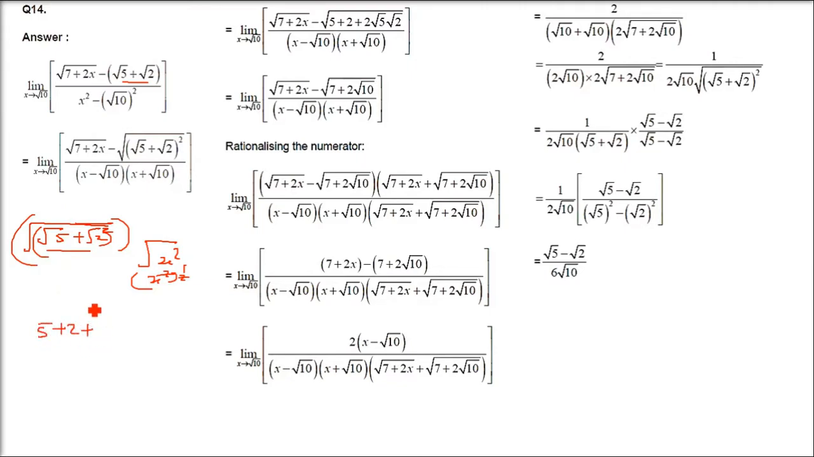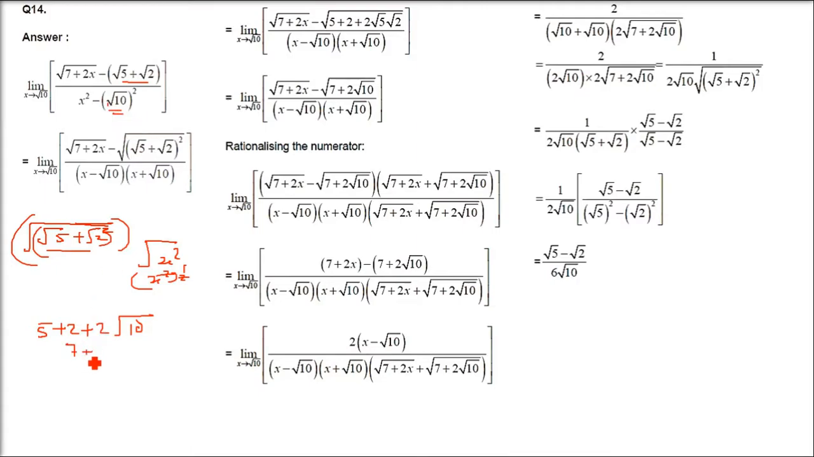Why have we written this? We are squaring it now. Using a plus b whole square equals a square plus b square plus 2ab. So root 5 whole square is 5, root 2 whole square is 2, and you have 2 and under root 5 times under root 2 is under root 10. So you already have under root 10 in the denominator.